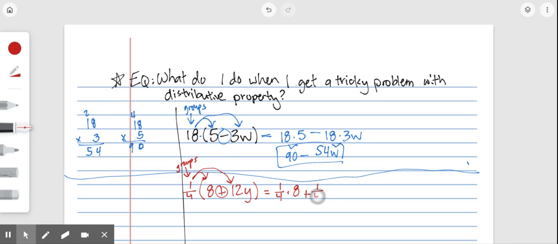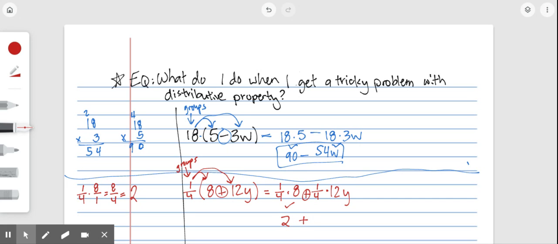1/4 times 12y. Okay. And then we're going to have to recall back to when we were doing multiplication with fractions. I'm going to start with 1/4 times 8. Since 8 is a whole number, I need to make it into a fraction. And remember, whole numbers are fractions, the number over 1. Okay, and then we do 8 times 1 is 8, and 4 times 1 is 4. 8 over 4, which is the same as 2, because 8 divided by 4 is 2. So this becomes 2. I keep the addition sign.